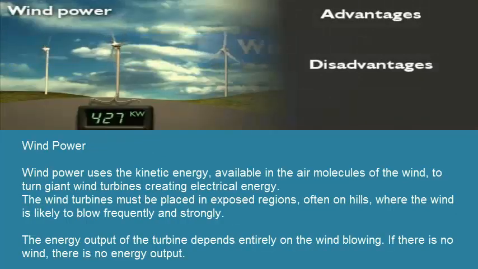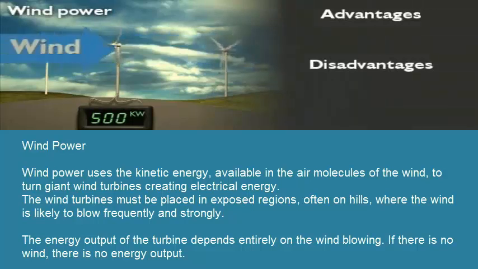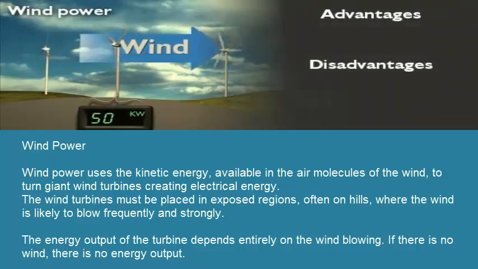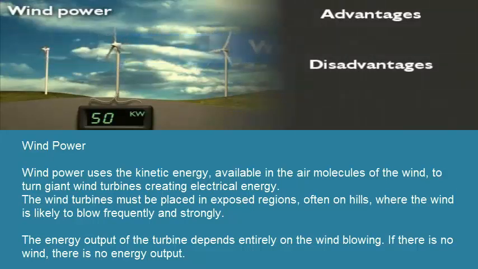Wind power. Wind power uses the kinetic energy available in the air molecules of the wind to turn giant wind turbines, creating electrical energy. The wind turbines must be placed in exposed regions, often on hills, where the wind is likely to blow frequently and strongly. The energy output of the turbine depends entirely on the wind blowing. If there is no wind, there is no energy output.